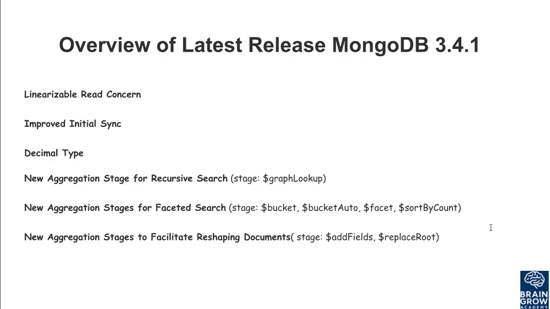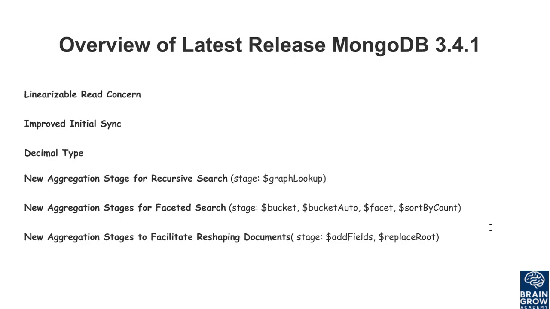The next one is improved initial sync. MongoDB 3.4.1 improves the performance of initial syncs by having the initial sync build indexes as the documents are copied. So when you copy or write documents, it will start building the indexes while the documents are being copied. In that way it will improve the initial sync. We'll discuss this in detail as well.